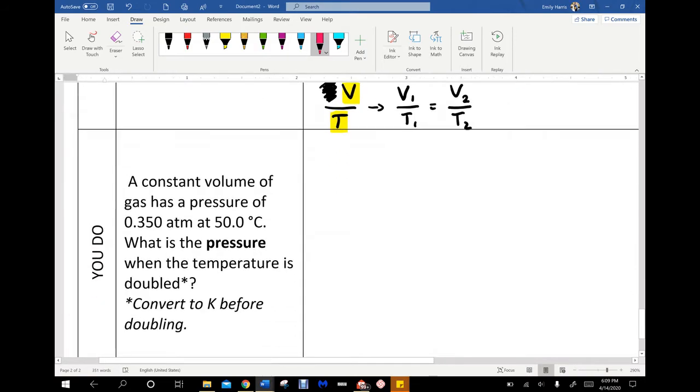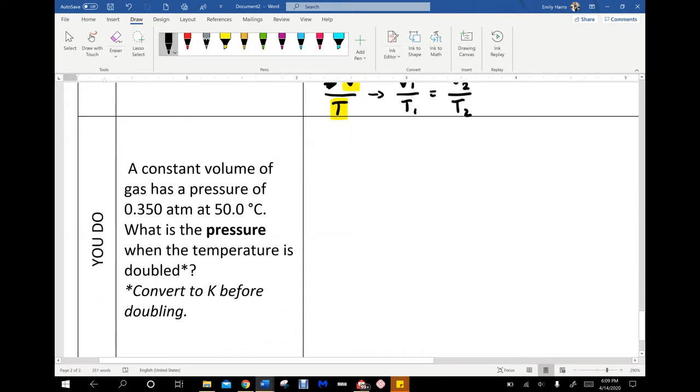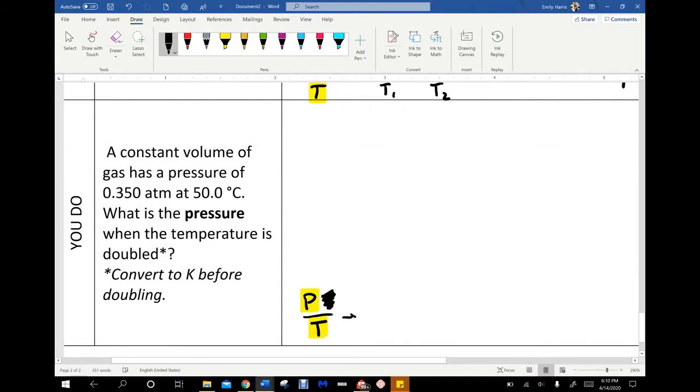So next to last problem here. Again, same approach. Let's figure out which variables we're using and then move on from there. This one tells me I have a constant volume with a pressure of 0.350 atmospheres at 50 degrees Celsius, which is a temperature. Then it says, what is the pressure when the temperature is doubled? So this was nice. They tell me that the volume was constant, so I'll just be dealing with pressure and temperature, which is Gay-Lussac's law. So that should be P1 over T1 equals P2 over T2.